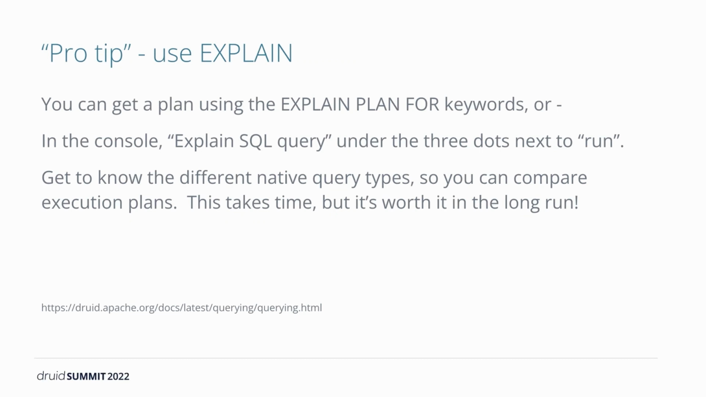There's an explain plan for option that you could do in the SQL, or in the console, there's an option under the three dots next to run, explain SQL query. And it can be helpful to see how the query is being planned. Once you get to know the different query types, you'll get an idea of what's faster or not faster. Maybe you'll try different things in the SQL query and see how they get planned. And maybe you'll come up with a better SQL query that performs better. It takes time and takes a while to get to know the different query types, but if you're really getting into it, it can be worth it to learn some of these details and to see how it works.